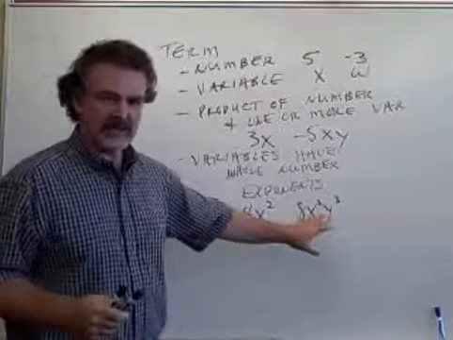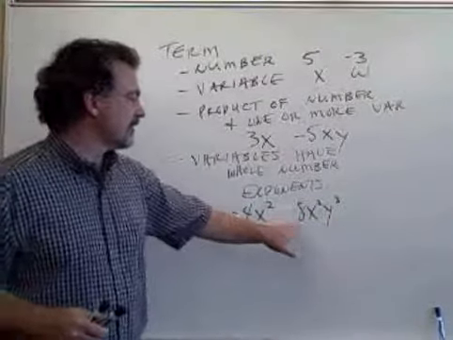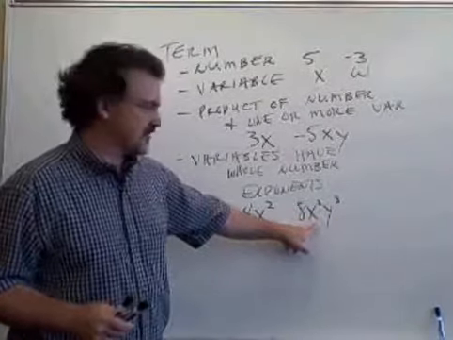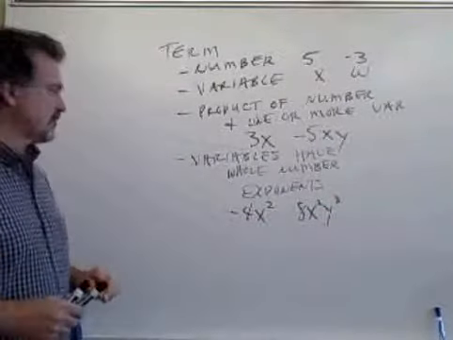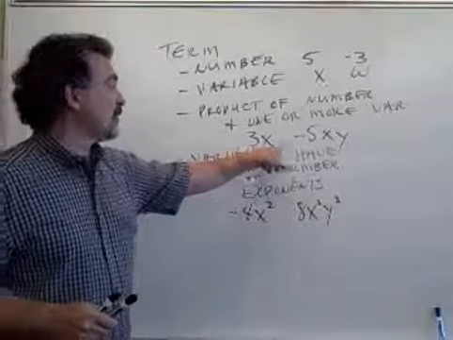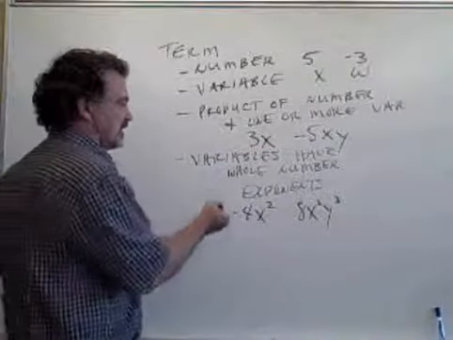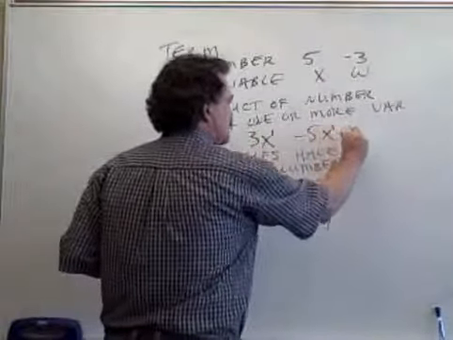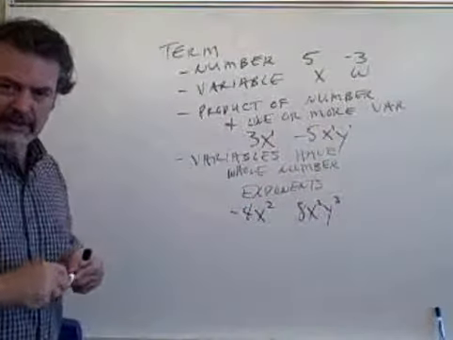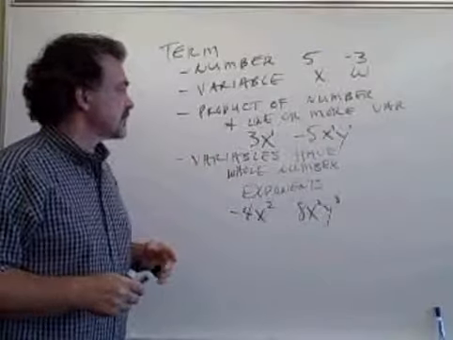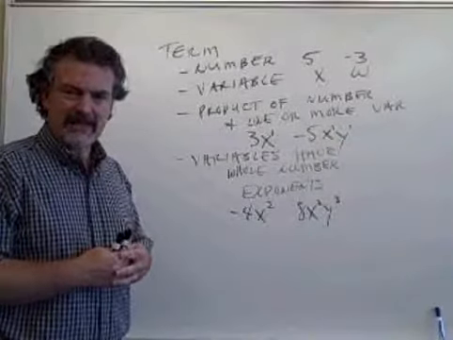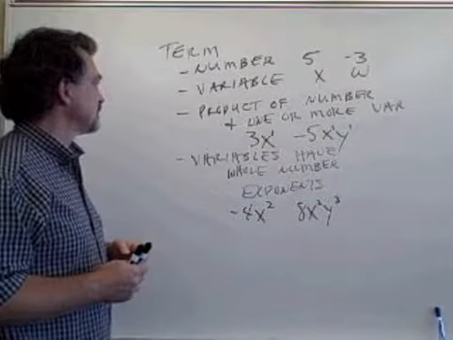The term 8x squared y to the third. Here, the variable x has the whole number 2 for its exponent. The variable y has the exponent 3. Remember, when no exponent is written on a variable, the understood exponent to be there is 1. It's a key thing to remember when we start, especially when we start multiplying and dividing terms.